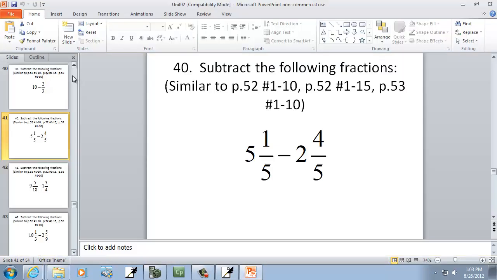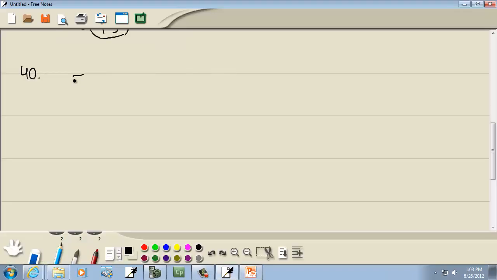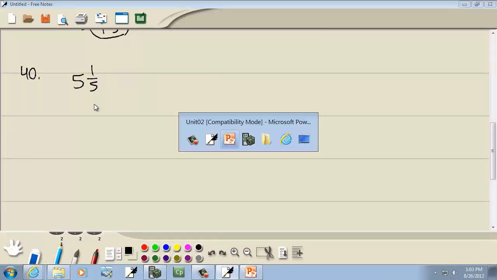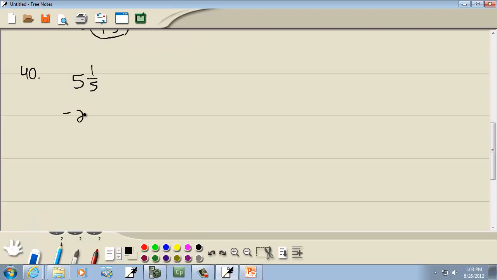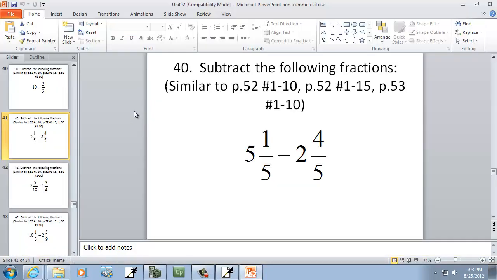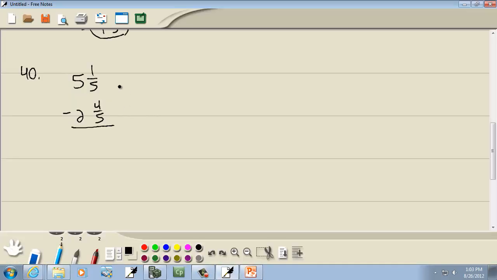And I'm going to show this one two different ways, and then let you decide which way you want to go with it. So we got 5 1/5 minus 2 4/5. Okay, they have the same denominators, so that's good. But notice, if I were to subtract fractions at this point, 1/5 minus 4/5, I can't do that.